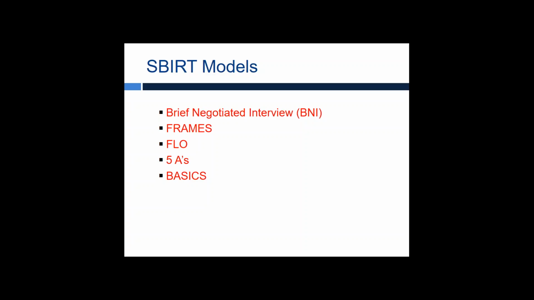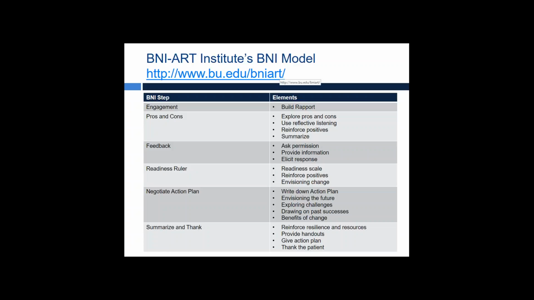There's really, I mean, if you're using a model and it's a good model and you're trying to employ fidelity and quality in the delivery of the model, no one really would say that one of these is better than the other. But it's good to use a model to help guide the implementation. So here is a snapshot of the BNI Art Institute's BNI model, and people like it because it has steps. Step 1, engagement. Step 2, pros and cons. Step 3, feedback. Step 4, readiness ruler. Step 5, negotiate an action plan. Step 6, summarize and thank.